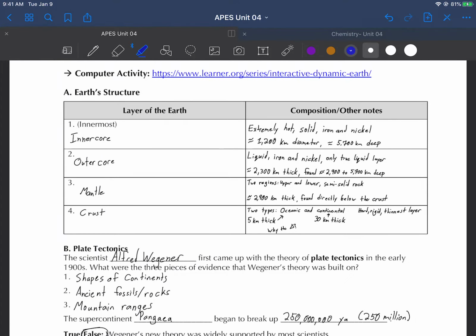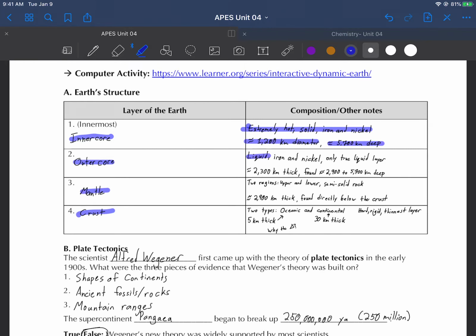All right, layers of the Earth. This is from inside out. We've got inner core, outer core, mantle, crust. We've got some quick properties of each. The inner core is extremely hot. It is solid. It's made of iron and nickel. It's about 1,200 kilometers in diameter and about 5,700 kilometers deep.